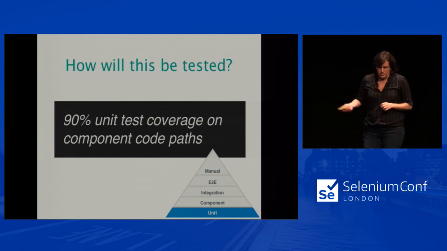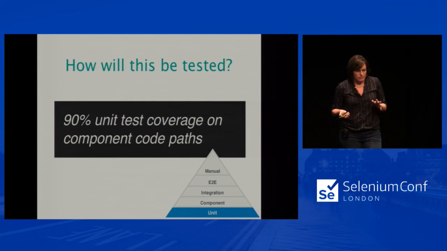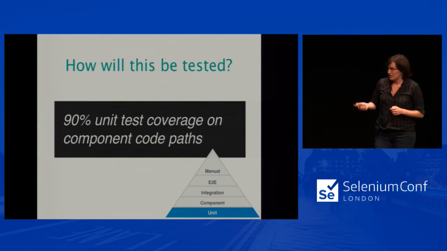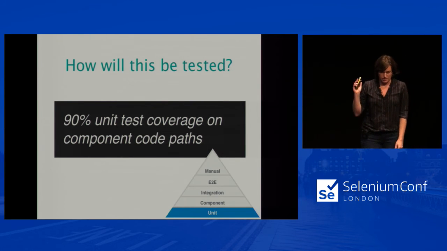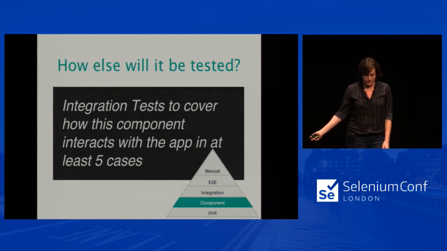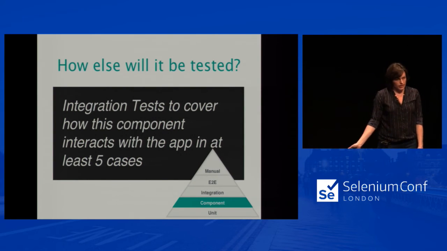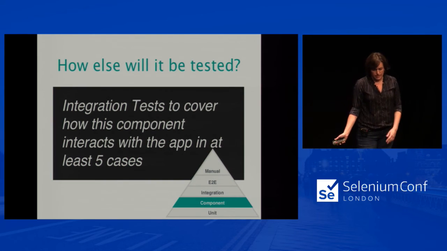So now, of course, QA folks will be asking, how will this be tested? And honestly, the developers should be asking this as well. And so in this case, we want to get as specific as we can. So let's aim for 90% of unit test coverage. And so you'll see here we're starting to fill in the unit shape of our pyramid that we talked about earlier. So is there anything else with testing? Yes, we'll need to write some integration tests. Again, we want to get specific. We just want to start small with this so we're not biting off more than we can chew. So we'll cover this component and how it interacts with the app in at least 5 test cases.